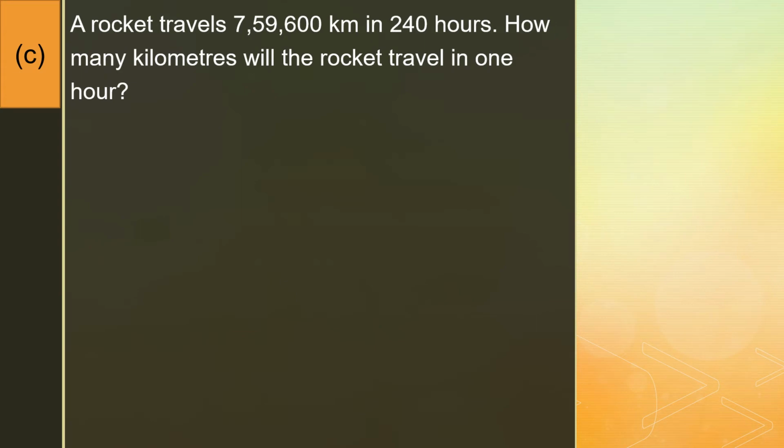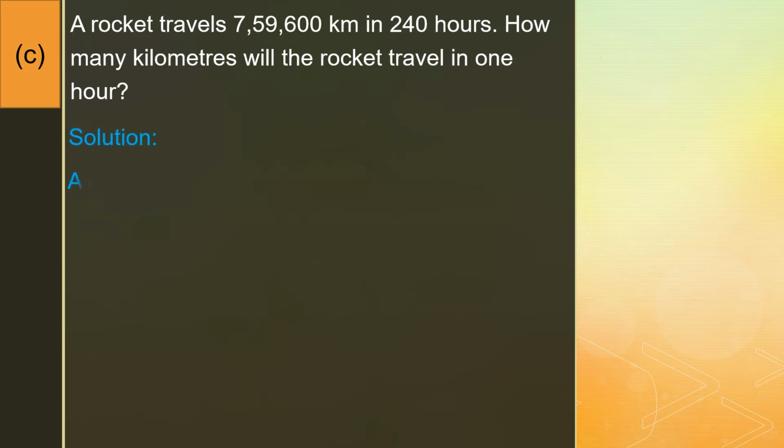Next is question number C. A rocket travels 7,59,600 km in 240 hours. How many kilometers will the rocket travel in 1 hour? Now tell me what we have to do in this question, multiplication or division? See, in this question 240 hours is given and find out in 1 hour. That means more is given and find out 1. So we have to do division.